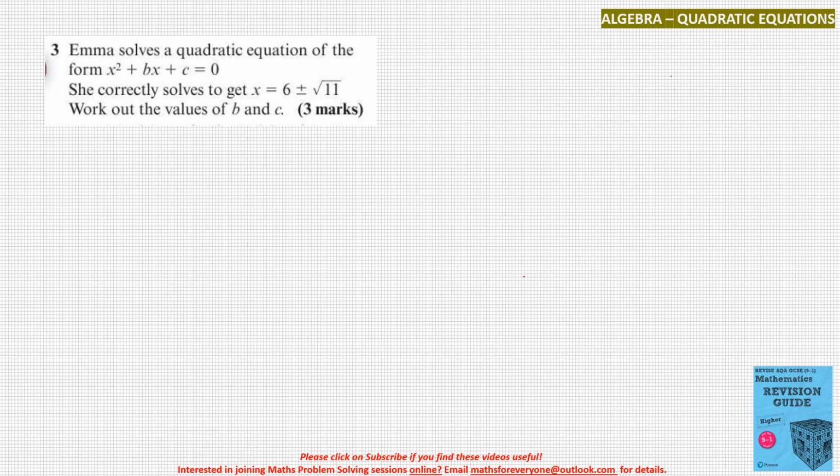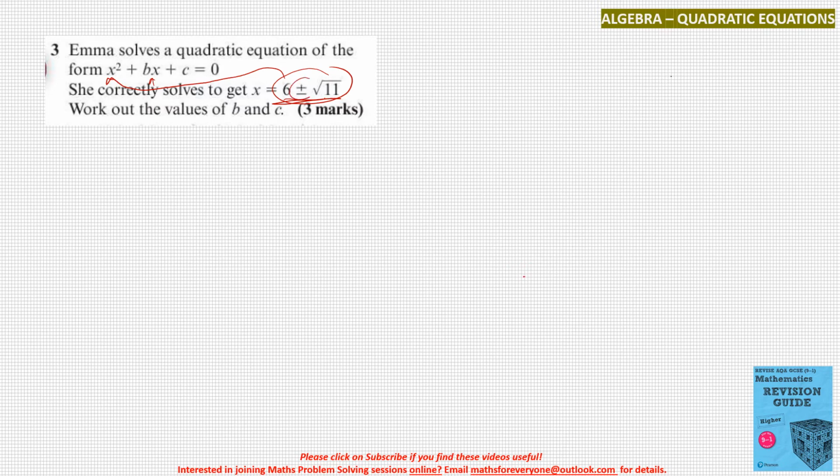The next question is, right, so this is, we have to solve it. Emma solves a quadratic equation of the form x squared plus bx plus c equals 0. She correctly solves to get x equals 6 plus minus root 11. Work out the values of b and c. Right, so what I have to do is, this is x, this value I have to put in place of x and then form equations.